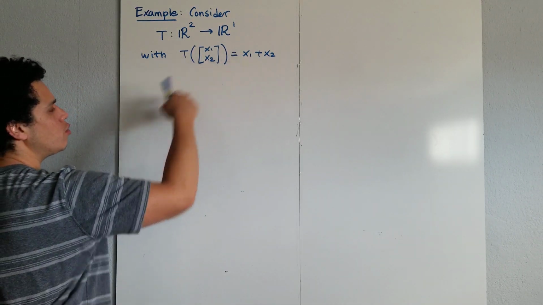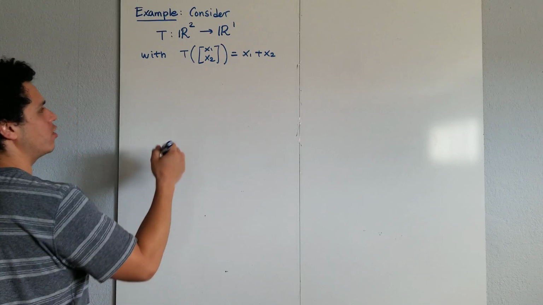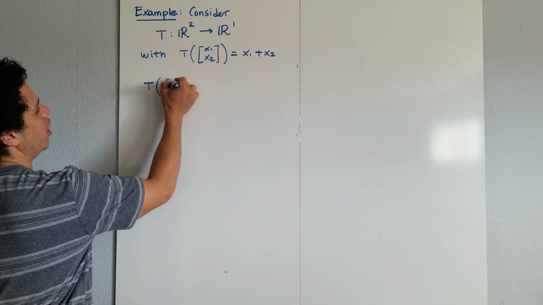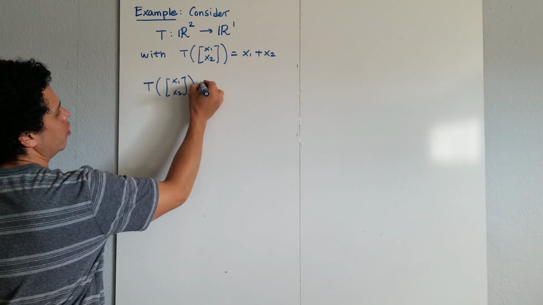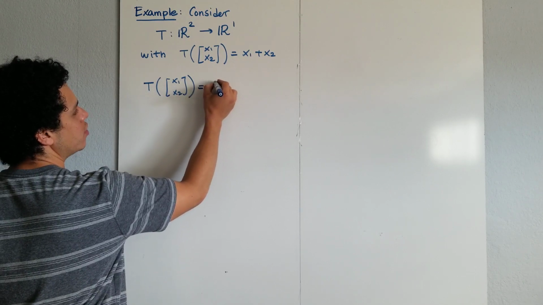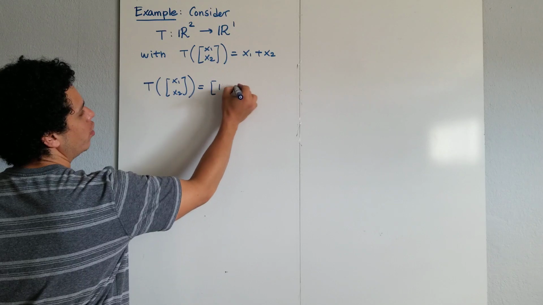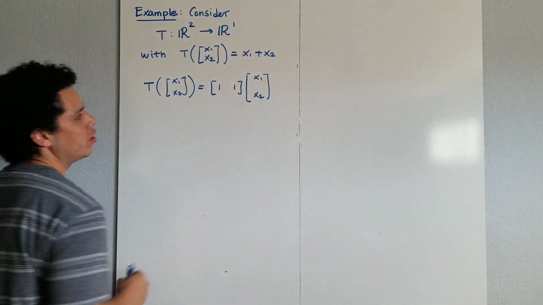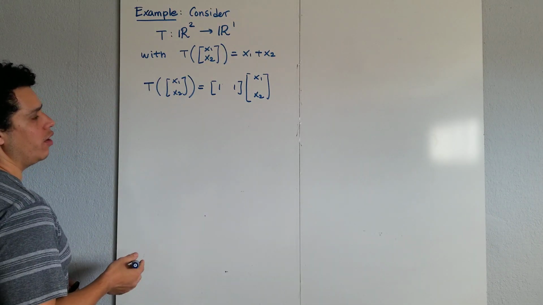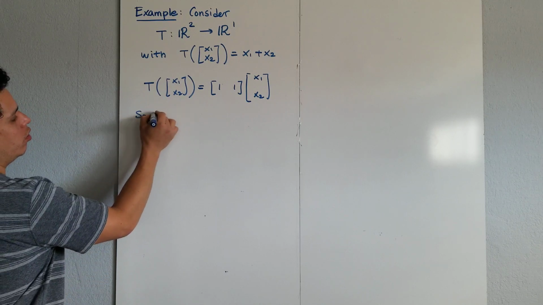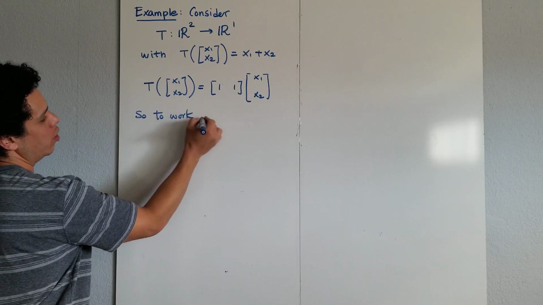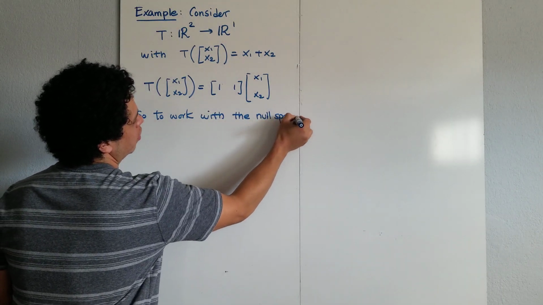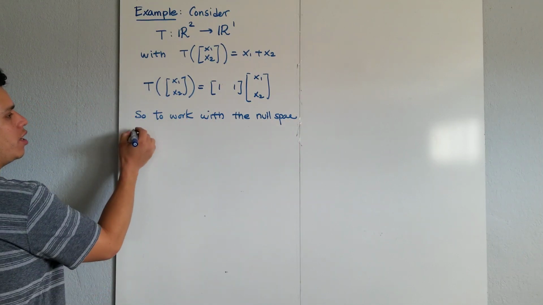Well, this transformation that we have here is given by a matrix. Which matrix? So T may be summarized in the following way. It's x1, x2 described as [1, 1] times x1, x2. So, well, we have the following identification. To work with the null space, we introduce an augmented matrix.